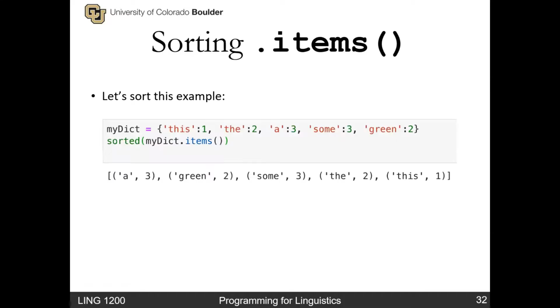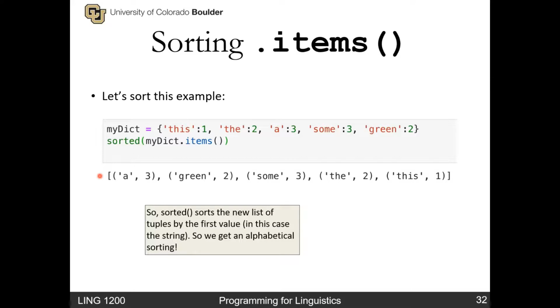Let's see how this works. So we take our dictionary here. We're going to call the items, so we get that list-like thing back with the tuples in them, and then we're going to call sorted. And this is the return right here. So look at that for a second. Think about what's happened here. What is it sorting by? What has sorted done? It's definitely sorted it, but what is it sorted?